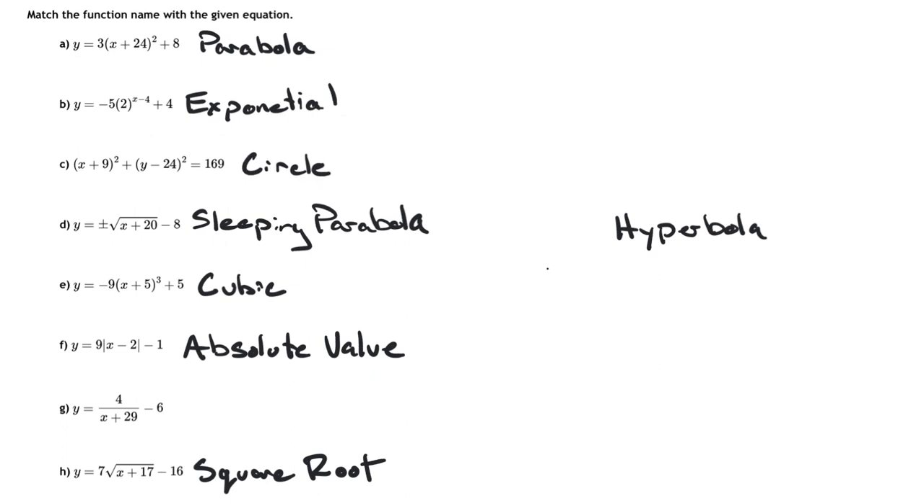And then that leaves us with a hyperbola, which is the one that is a fraction. And that's always true. Your hyperbola is the one where your x is in the denominator. So that's how you can figure out the names for each of those by the key features: the exponents, exponential, square root, plus or minus, or absolute value, and a fraction.